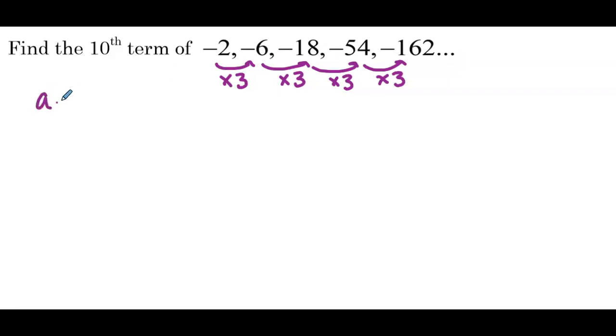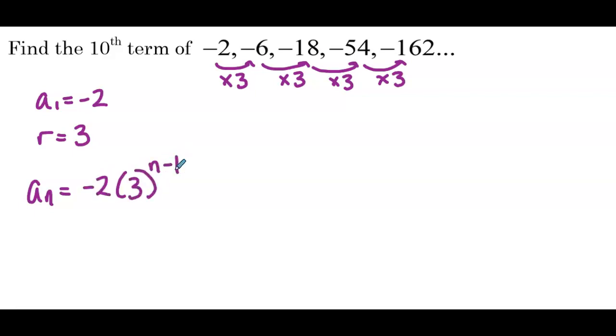So our first term is -2. Our common ratio is 3. So the formula a sub n equals -2 times 3 to the n-1. Again, really helpful when we do have the first term. And now we want to find the 10th term, so that's when n equals 10.